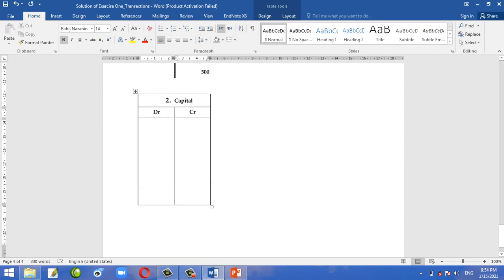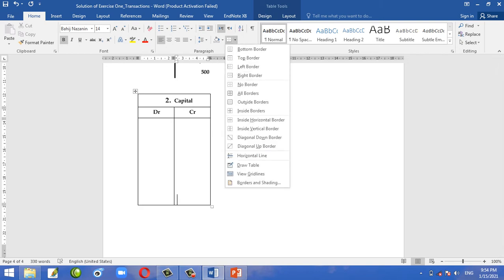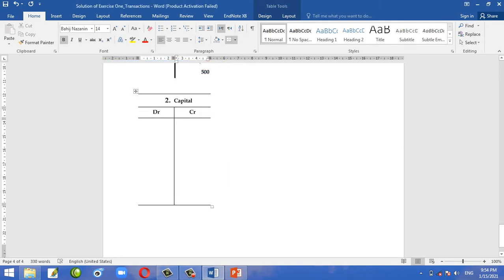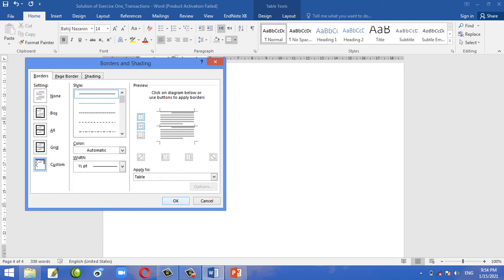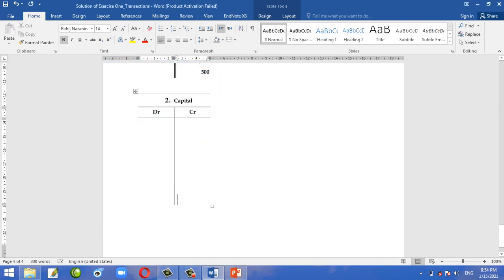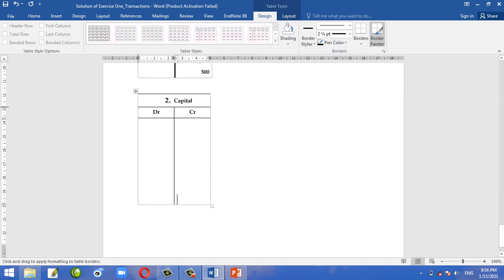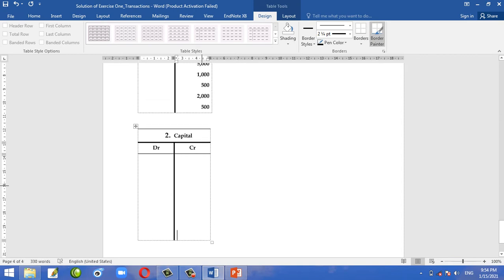So now if you can come here, you can go to the border and shading. You have to remove these things, and also you can bold it. You can also remove this one as well, this one as well. So this is the T form. Or you can come to design, you can select this one, you can write like this, or you can bold it. This one is the T form of the ledger.